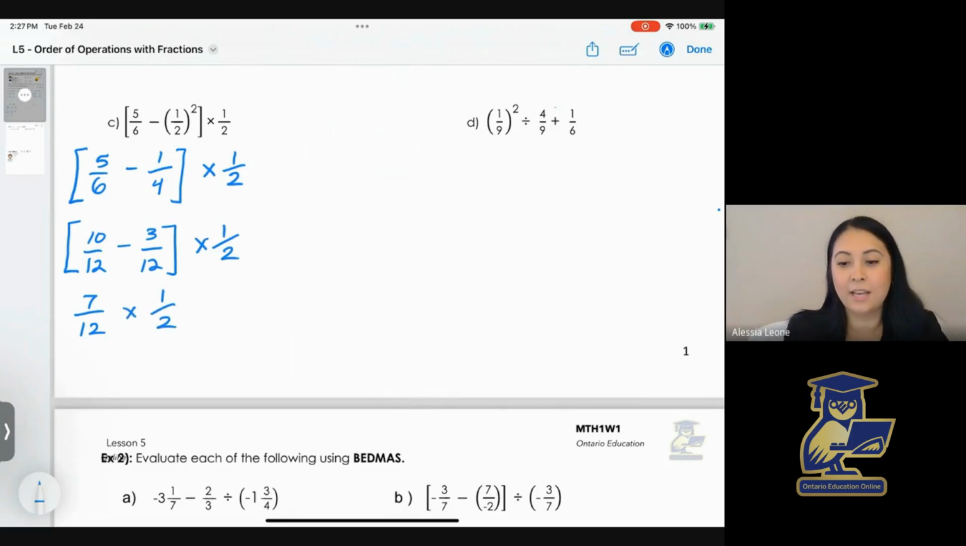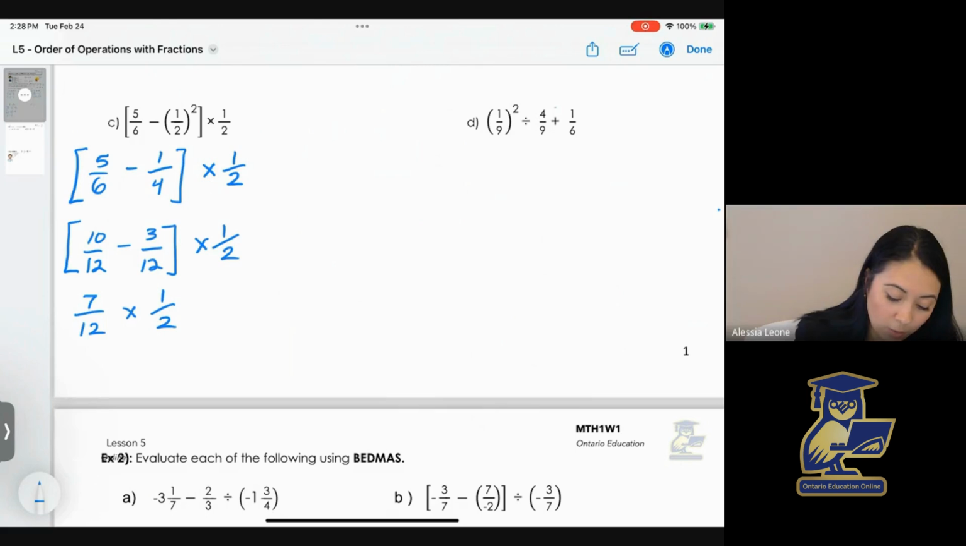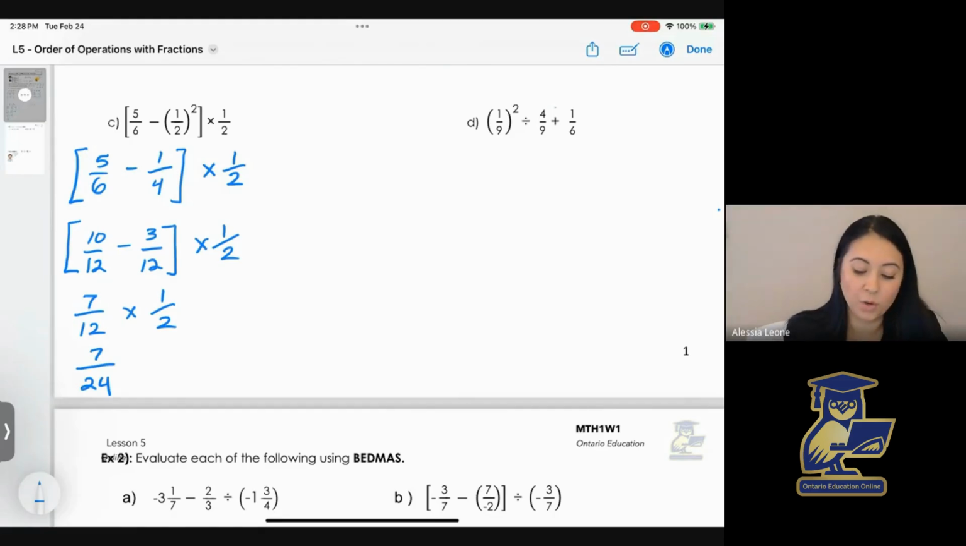10 take away 3 is 7, and then it's over 12, and we keep our multiplication by half. Now we know we are multiplying our numerator and denominator. So we go 7 times 1 is 7, 12 times 2 is 24. So our answer is 7 over 24.